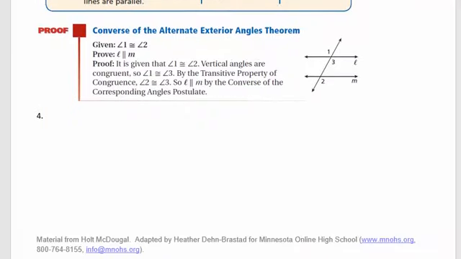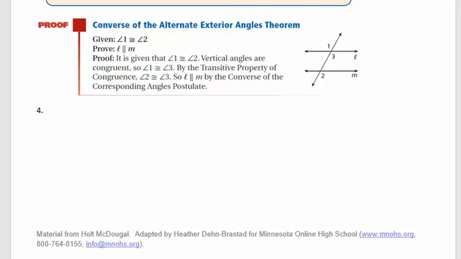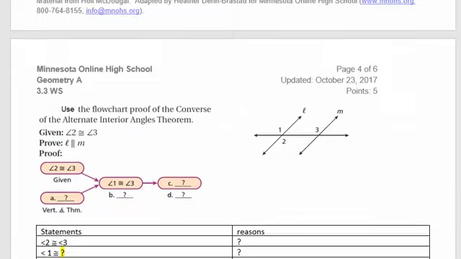Here's a proof of the converse of the alternate exterior angles theorem. It says that vertical angles are congruent. We're given that angle 1 is congruent to angle 2. We can use vertical angles are congruent, and then we can use the transitive property. And then we can use the converse of the corresponding angles postulate to say that L is parallel to M, which is what we're trying to prove, that the lines are parallel.